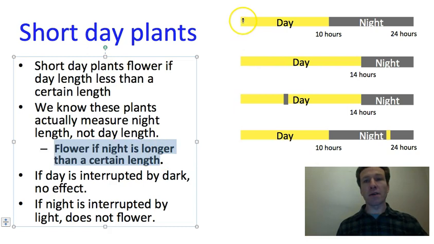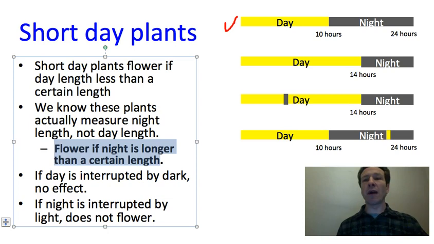We'll look at this on the diagram. In this first diagram, we have 10 hours of day and we have 14 hours of night. Of course, the two add up to 24 hours, the number of hours in a day. And so if we had a short day plant that had a 10-hour or less threshold for daytime, really what we're saying is it has a 14 hours or longer threshold for nighttime in order to flower. And so in this case, it's getting its 14 hours or more of night, it would go ahead and flower. And we can just draw in a check.